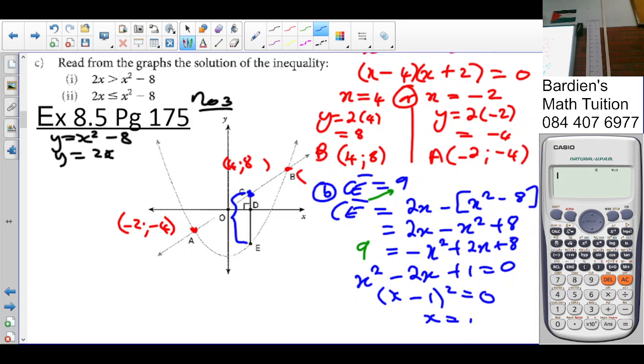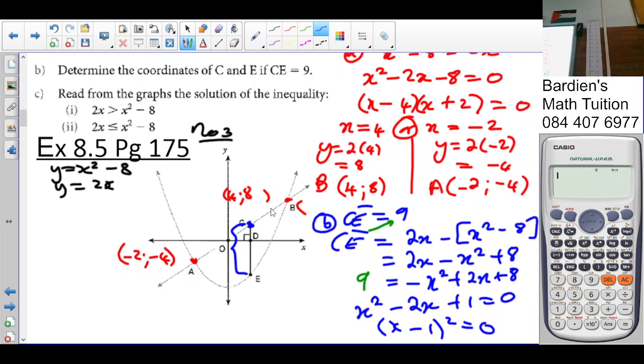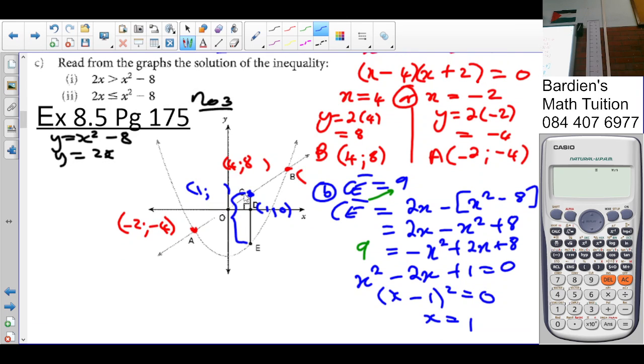So x is equal to 1. So what does that mean? That means the distance between the two graphs, with the straight line being on top of the parabola, is a distance of 9 at x is equal to 1. So the x value here at D is 1. Can you see that? They want the coordinates of C. So what's the x coordinate of C? 1. So how do I calculate the corresponding y value of C?